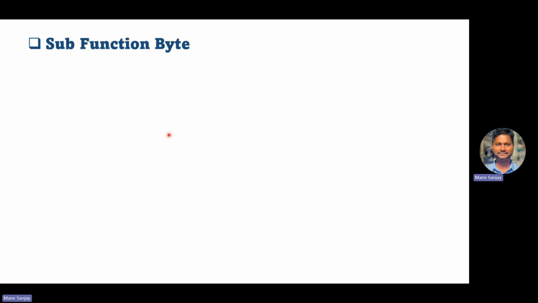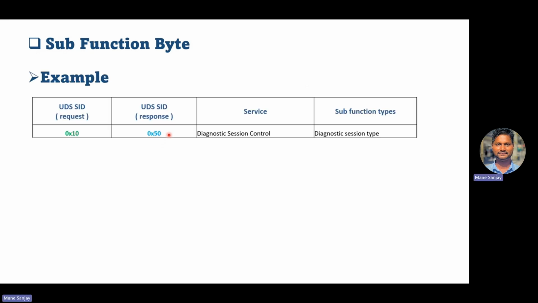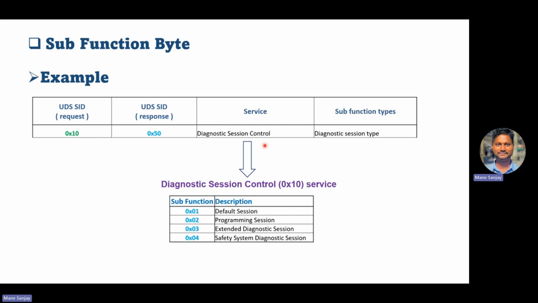For example, there is a service called diagnostic session control, and here you got the positive response. Under this diagnostic session control, you could have different subfunctions. That means you are entering into a diagnostic session, but what are the different types? The first one is the default session. Then the programming session: if you want to program the application code or the boot software, you need to specify it with the help of this subfunction byte.